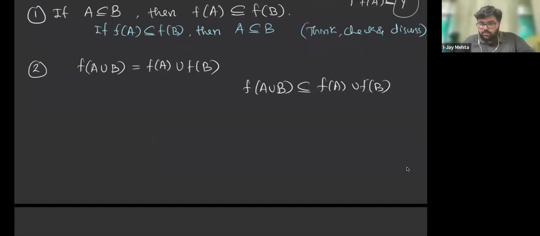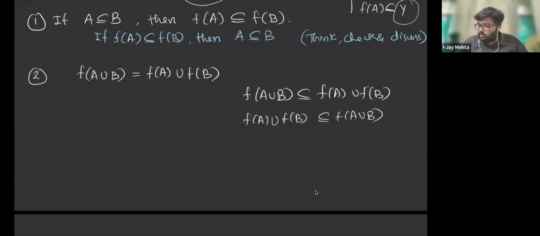Okay, so what do we have to show next? Now we have to show this: f(A) union f(B) is a subset of f(A union B). How do we show this? If you have an idea about the second one. So first one done, right?